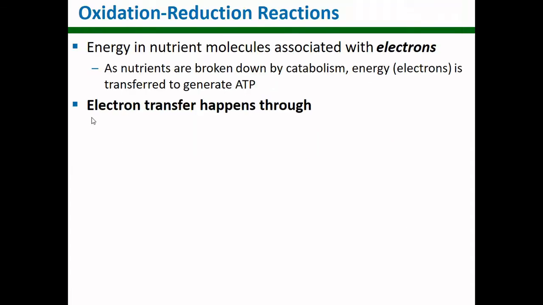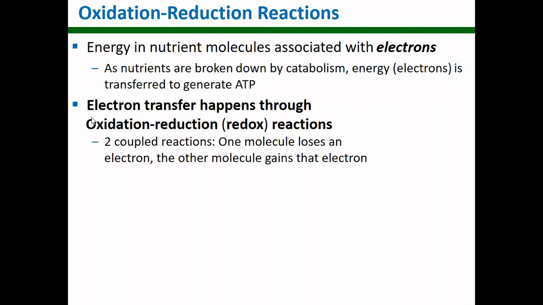The most important kind of reactions that take place for cell respiration are oxidation reduction reactions, because the energy in the nutrient molecules is associated with electrons. As nutrients are broken down by catabolism, the energy is transferred to generate ATP. Those electrons have to get transferred through redox reactions, also known as oxidation reduction reactions. There are two coupled reactions that always take place together. One molecule loses an electron and the other molecule gains an electron.